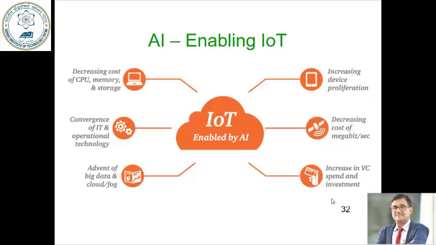Now, the reason why AI and IoT have come together is because of decreasing cost of CPU, memory, and storage, convergence of IT and operational technology, advent of big data, cloud, and fog, increasing device proliferation, decreasing cost of megabits, increase of venture capitalist spending and investment. All these very happy factors have come together really to have this powerful AI IoT combination.